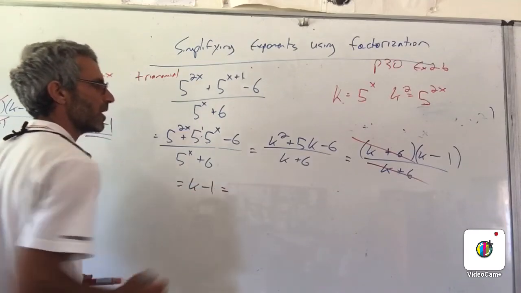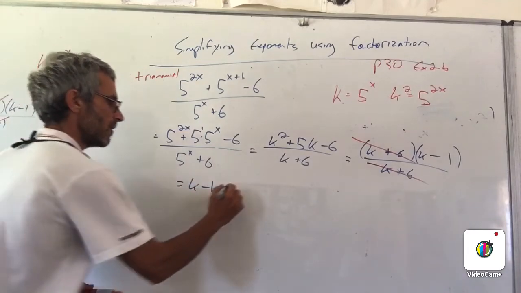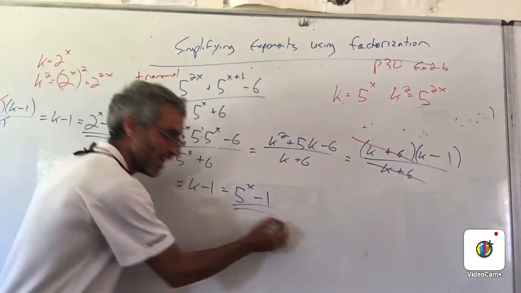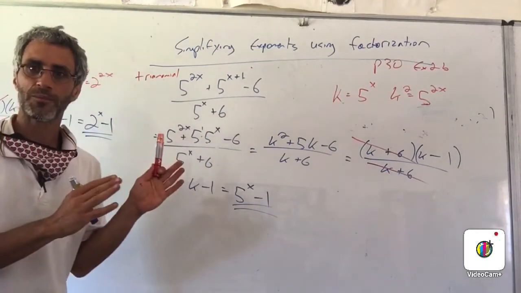Obviously we don't stop here. What's the next step? 5 to the power x minus 1. Final answer. And that's a trinomial. That's the hardest one.